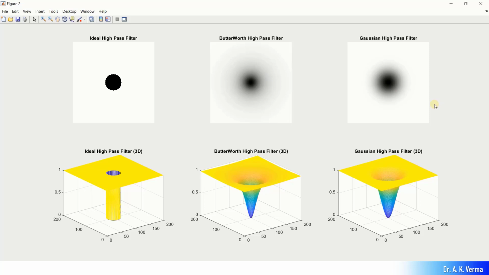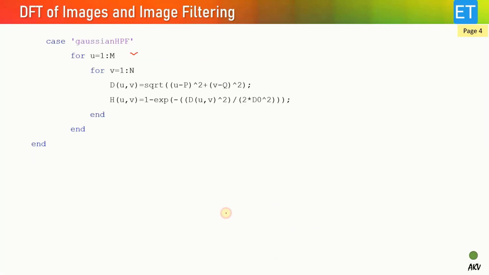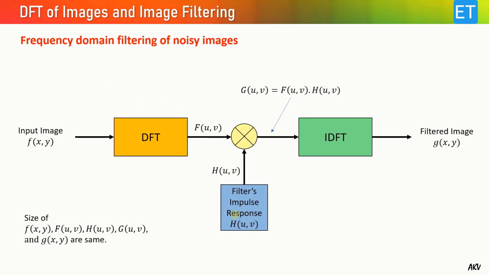This program, or this function myFilter2D, will directly be used in frequency domain filtering. So let's see how. Now let us come to the frequency domain filtering of noisy images. This is the scheme. What we actually do is, we have, let's say, an input image which is noisy. So this is your noisy input image f(x,y).